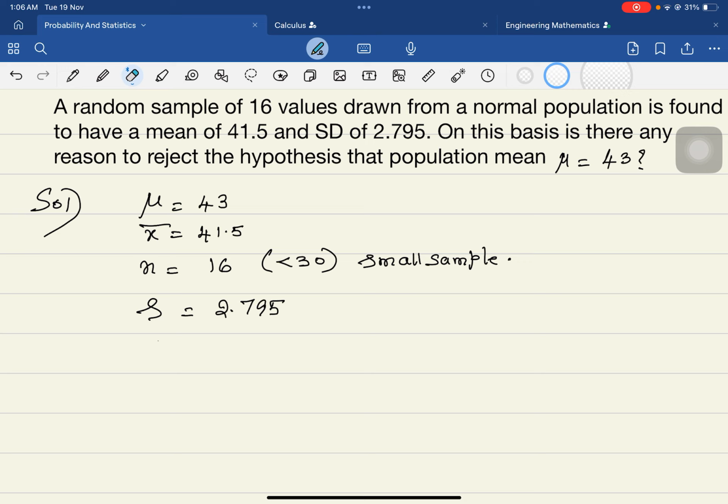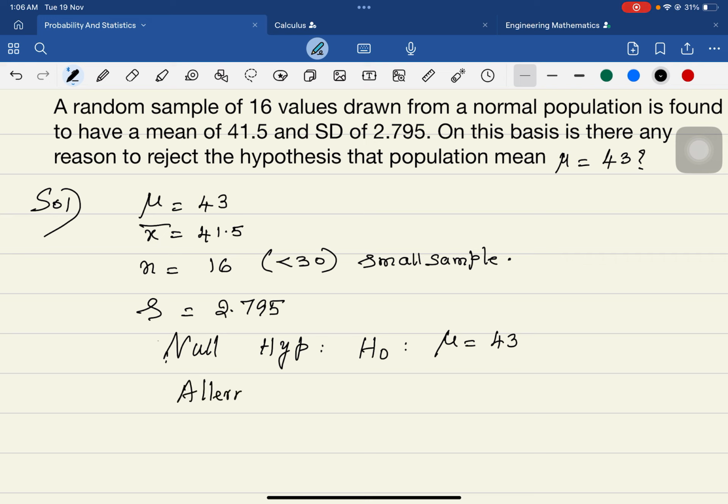So what is the null hypothesis now? The null hypothesis H naught is given by mu is equal to 43. And what is the alternate hypothesis? The alternate hypothesis is given by H1: mu, and it is not given anything like less than 43 or greater than 43, correct? So mu not equal to 43. So it is clear that it is two-tailed.